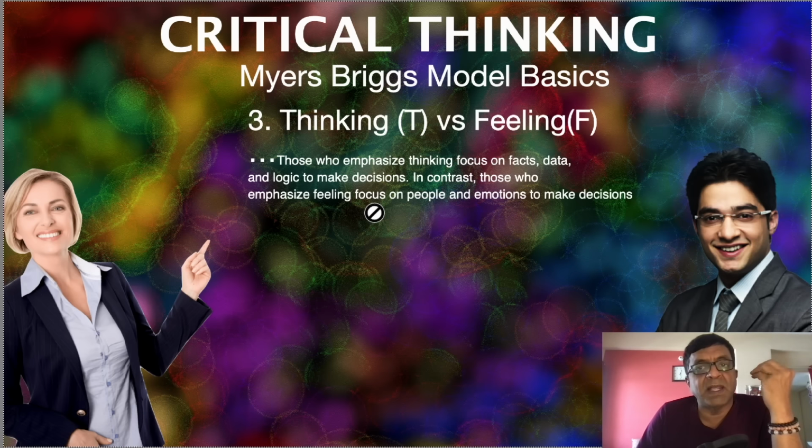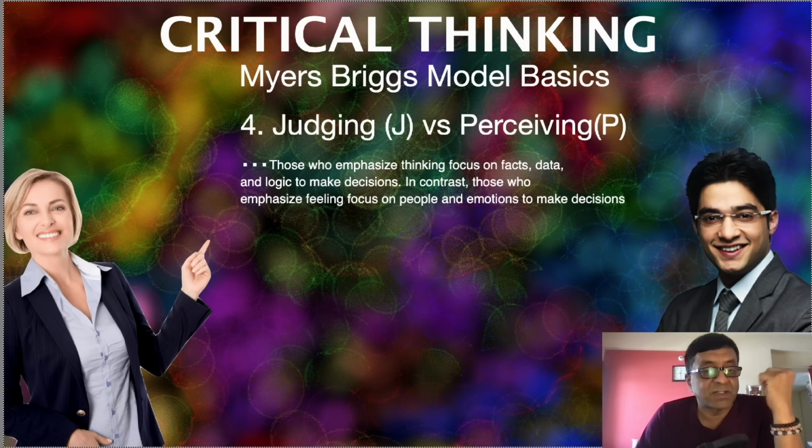Focus on people and emotions to make decisions. Nothing wrong or right about either one. We need both. We need both the thinking type and the feeling type. That's number 3. Number 4 and the last one being judging and perceiving.